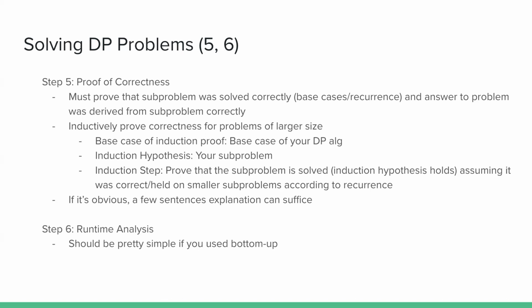And then the runtime analysis should be pretty simple if you use bottom up. And if you're using top down, think about what it would have been bottom up, and then see if you can relate loop iterations to stack frames, and it should be roughly the same. Again, sometimes you'll get different runtimes, and you need to think carefully about what you'll do that the bottom up version didn't if you use top down. But generally, they're pretty close.